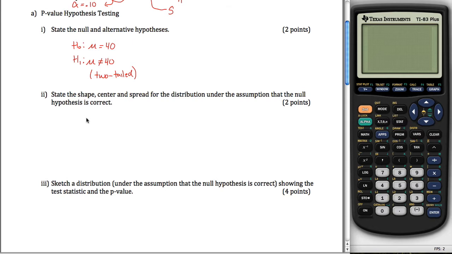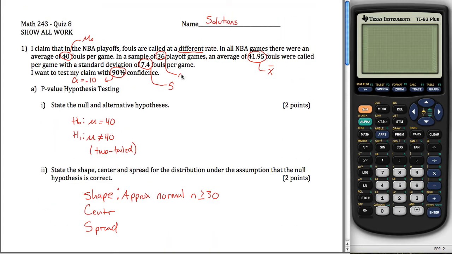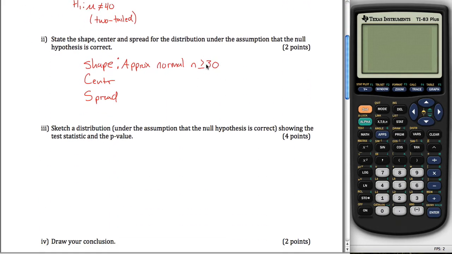Easy enough. State the shape, center, and spread for the distribution under the assumption that the null hypothesis is correct. All right, the shape is approximately normal. It's always approximately normal in this class. The reason it's approximately normal in this example is because n is greater than or equal to 30. The value for n, I think it was 36, if I remember right. Yeah, 36 was our sample size, which is more than 30. We use the central limit theorem. It gives us the shape of the sampling distribution as approximately normal.